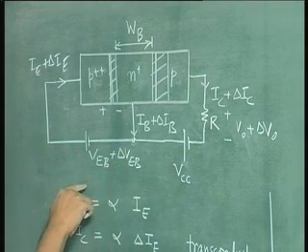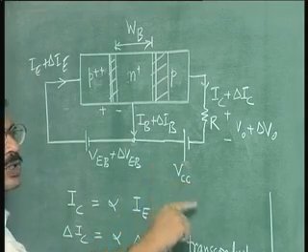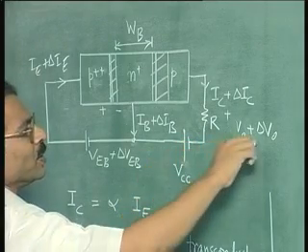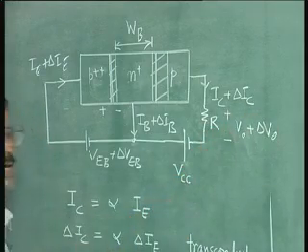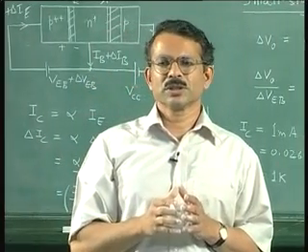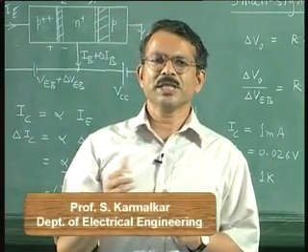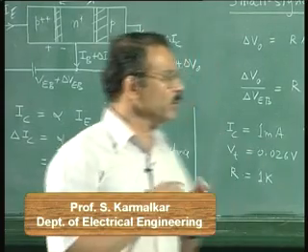So if VEB, for example, is a sinusoid, your VCC will also have to be a sinusoid of appropriate amplitude because it must compensate this voltage. Now it is obviously not possible. You cannot have a battery whose voltage is going on changing with time. This is practically not possible. So what do you do?